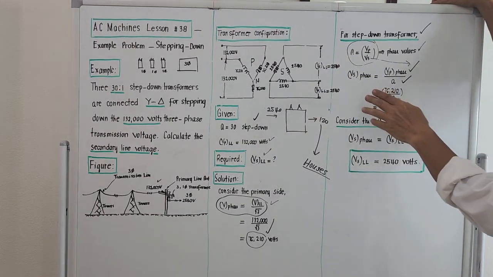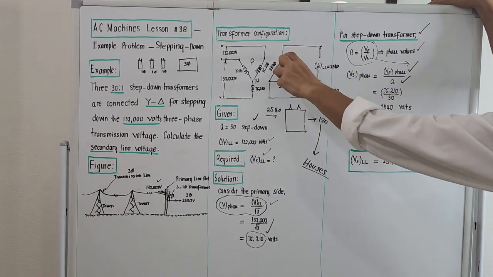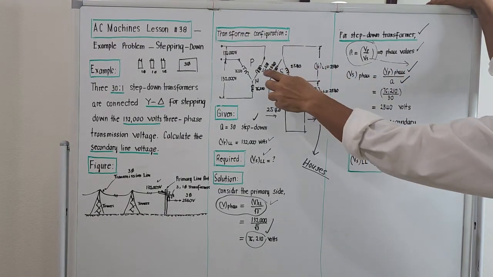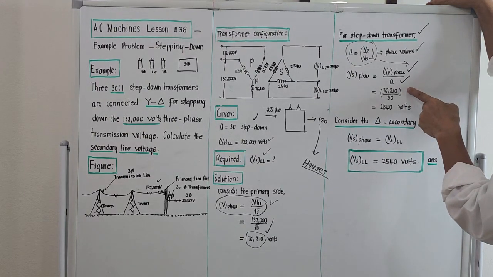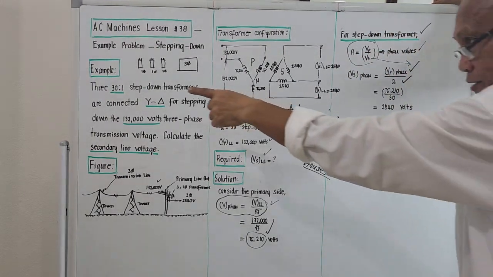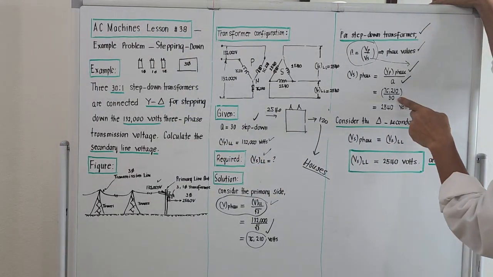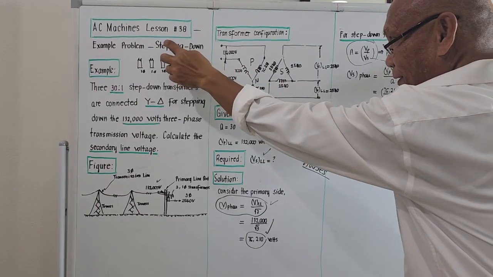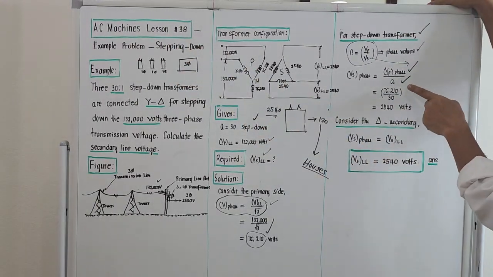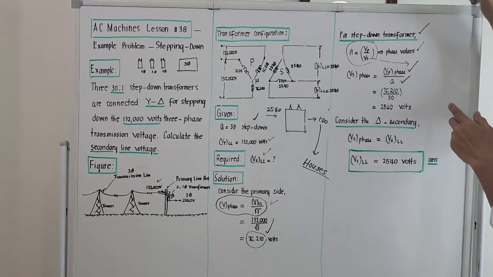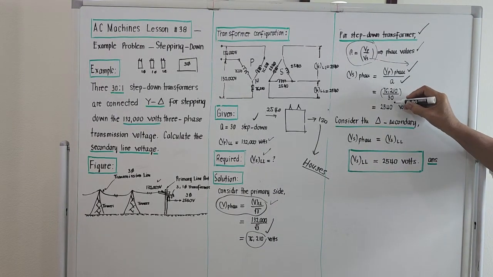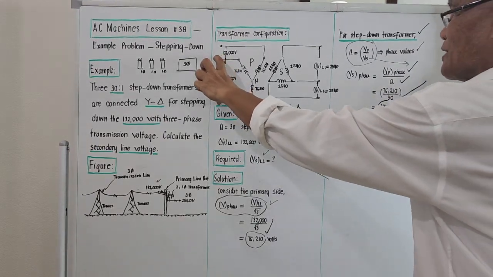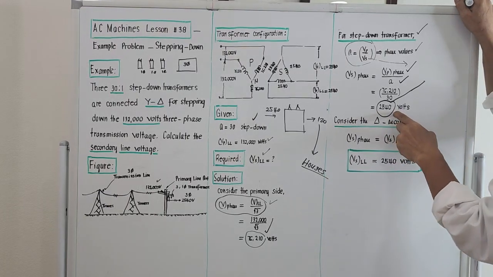So if we now try to compute for the secondary phase voltage over here on the delta, it will be the phase voltage on the primary, which is 76,210, and the ratio of transformation is 30, right? Step down. So we will divide this by 30. That's why our example problem for tonight is stepping down. So this is 76,210 over 30, and this is now 2540 volts. Imagine that one. From 132,000, upon reaching this portion here, it is now 2540. It's stepping down.